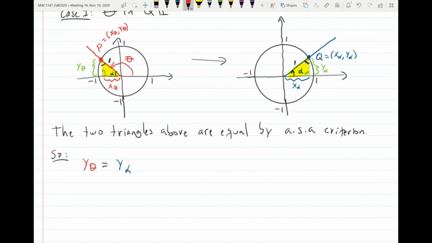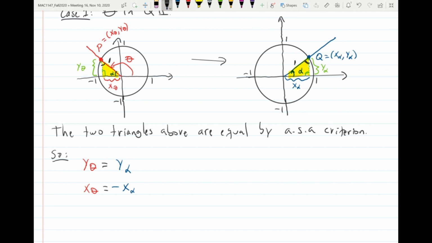And moreover, what can we say about the x's? Well, if you see the two x's, they have to be equal to each other, but one is positive and the other one is negative. So in absolute value, they are equal, right? In other words, x theta equals minus x alpha. Notice that x alpha is positive, but x theta is negative because it's going towards the negative part of the x-axis, but they have the same length, so the absolute value is the same, right?